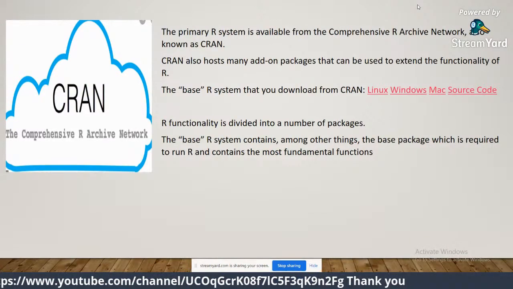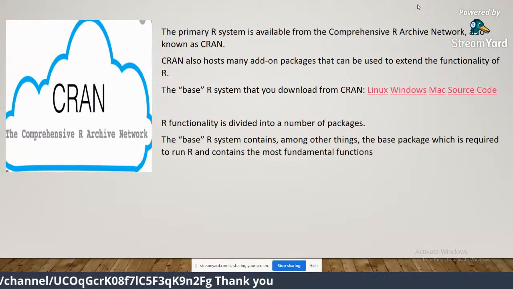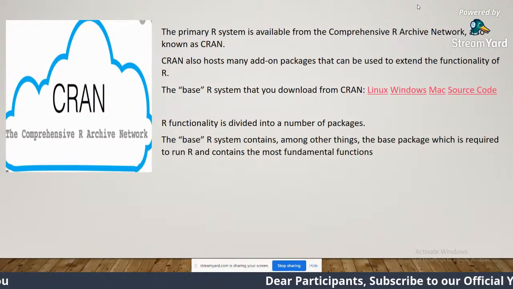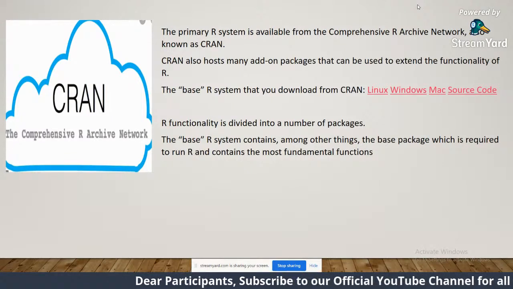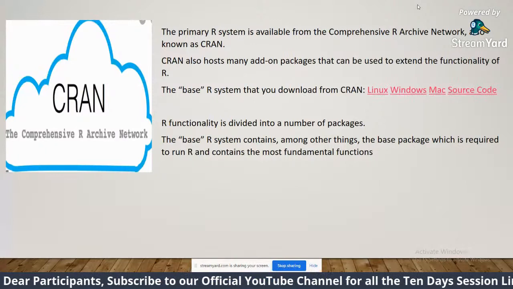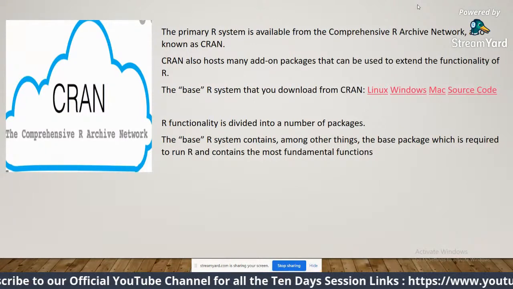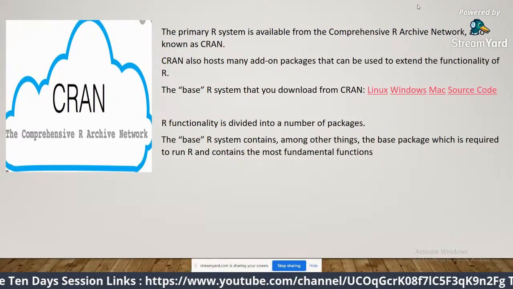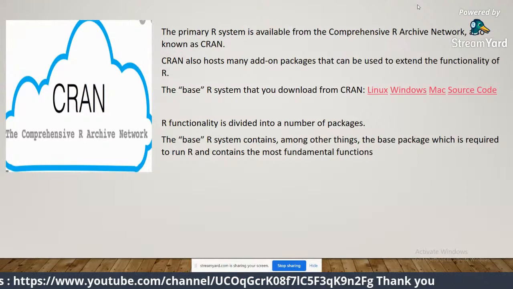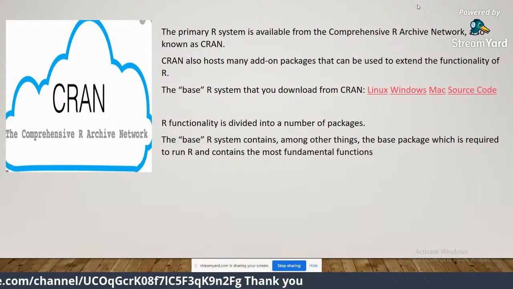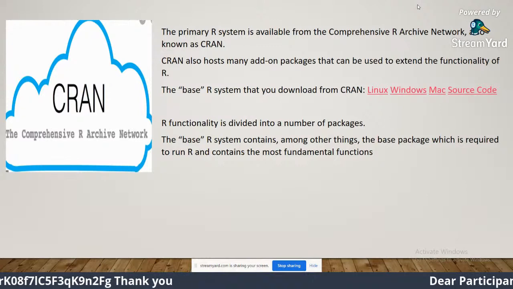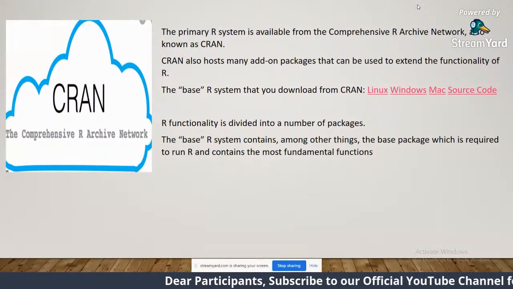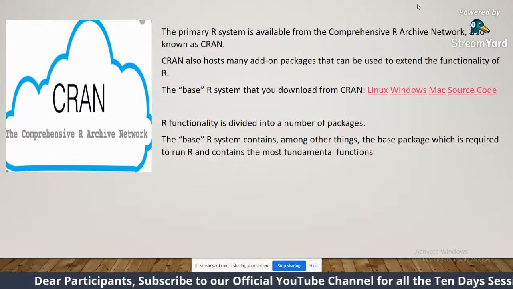The primary R system is available from the Comprehensive R Archive Network. C stands for Comprehensive, so Comprehensive R Archive Network. That's what it's called, CRAN. In this CRAN, it has got many add-on packages which are used to extend the functionality of R. People keep on adding them. As I said, it is a vast community, and there are people who have been working on it and integrating their packages, their functions, and all that stuff. So it has got a lot of add-on packages.